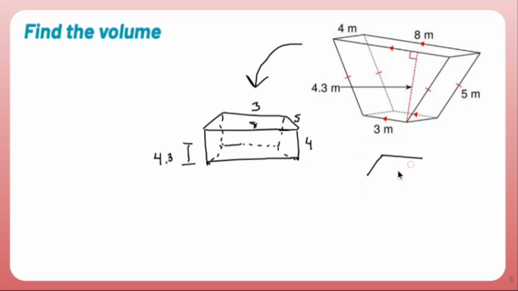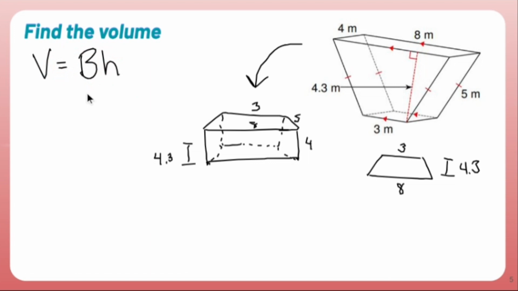The bases are trapezoids, and the trapezoidal information is a height of 4.3, a top of 3, and a bottom of 8. Okay. It also gives me this slant looking thing of 5. I don't think that will matter. And then the 4 is the height of the prism. So let's put a formula together. The formula for any prism is the area of the base times the height of the prism itself.